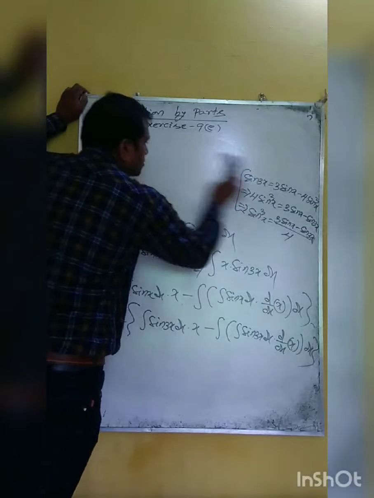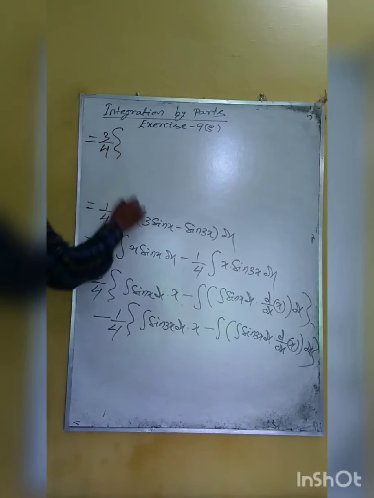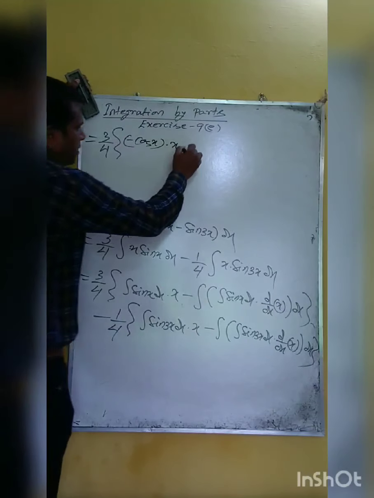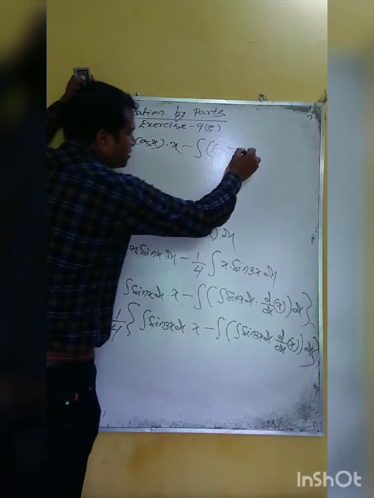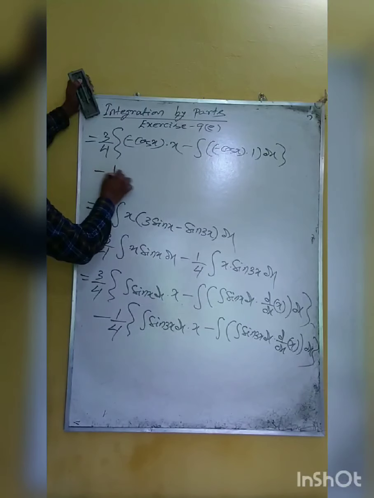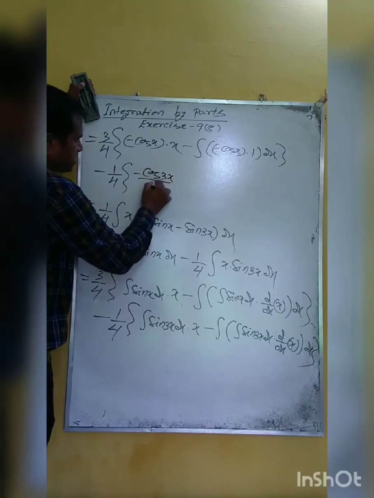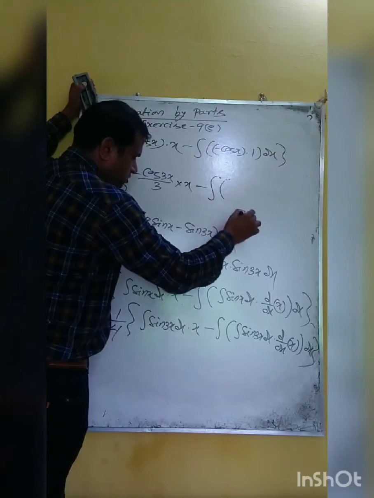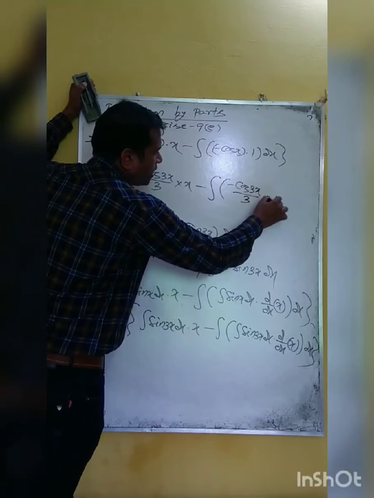So that equals 3 by 4 [minus cos x into x minus integral minus cos x into 1 dx], minus 1 by 4 [minus cos 3x by 3 into x minus integral minus cos 3x by 3 into 1 dx].